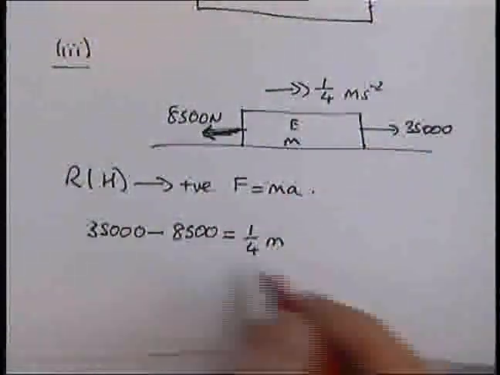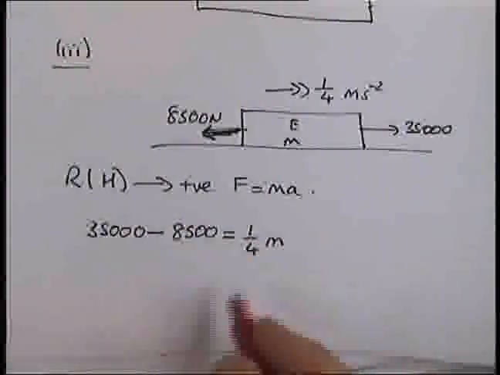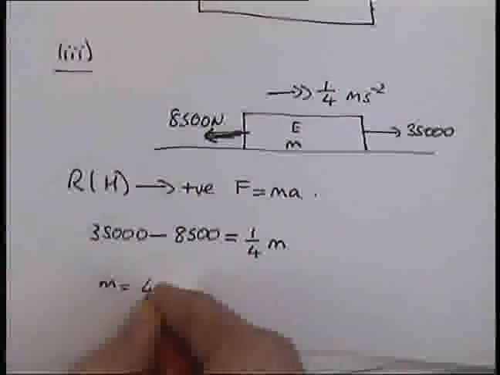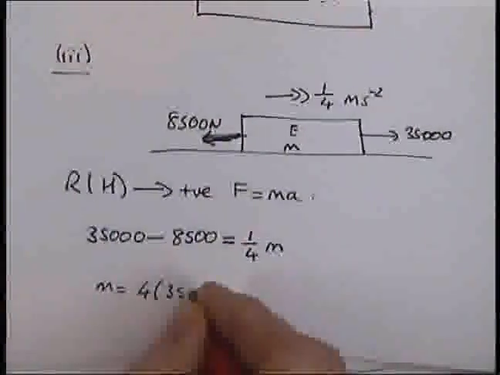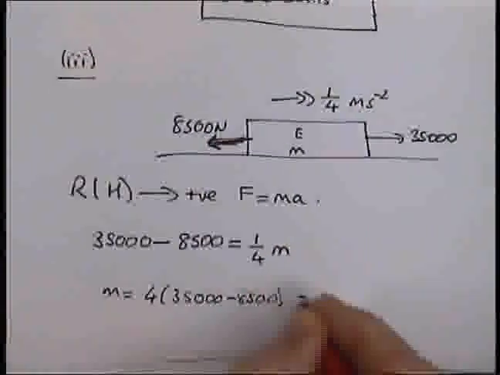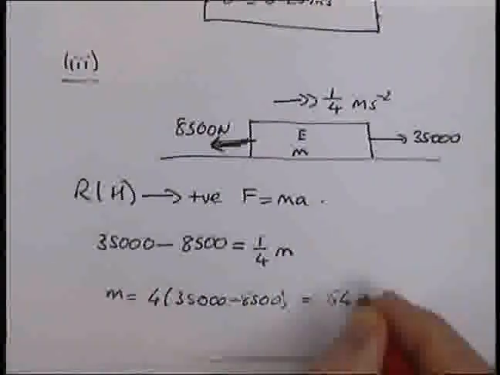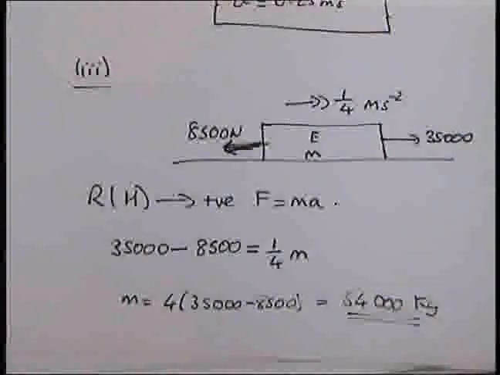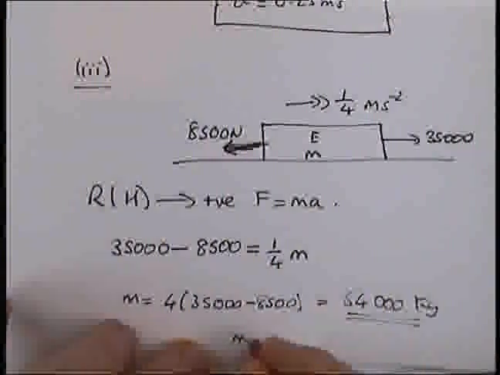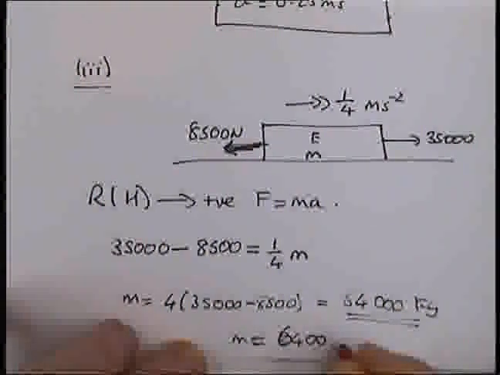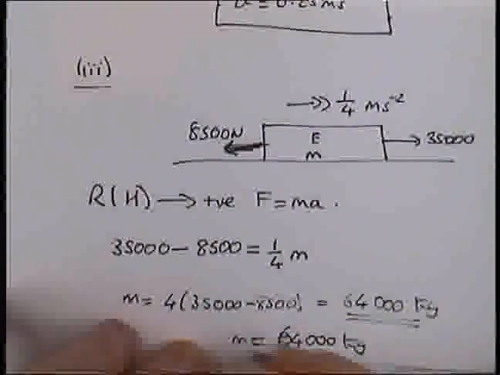So now it's just a case of rearranging to find m. So m is equal to 4 lots of 35,000 take away 8,500, which is 64,000 kilograms. And box up your answers to make it easy for the examiner. 64,000 kilograms.